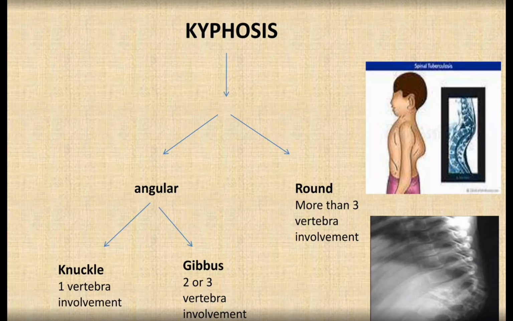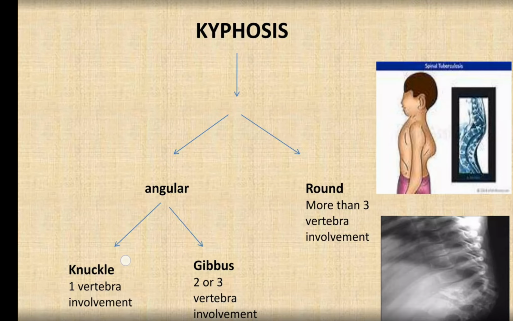Then the next slide showing here is kyphosis. Kyphosis can be angular or round. In the angular, if only one vertebra is involved, then it is called knuckle. And if 2 or 3 vertebrae are involved, then it is called gibbous. And it is called round when more than 3 vertebrae are involved. So basically it occurs in spinal tuberculosis.